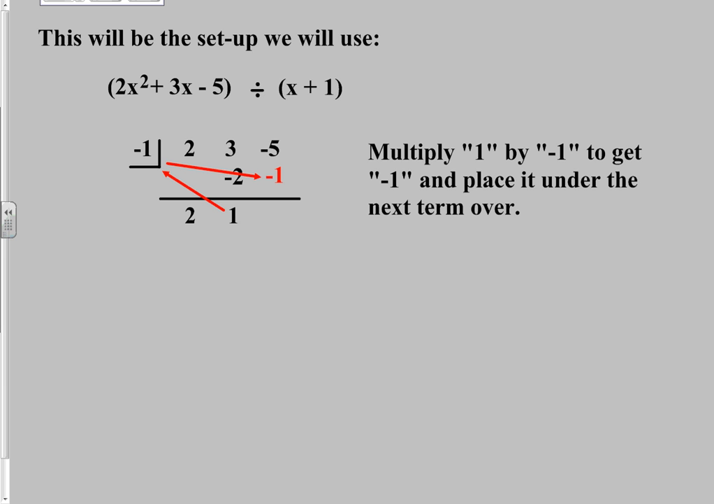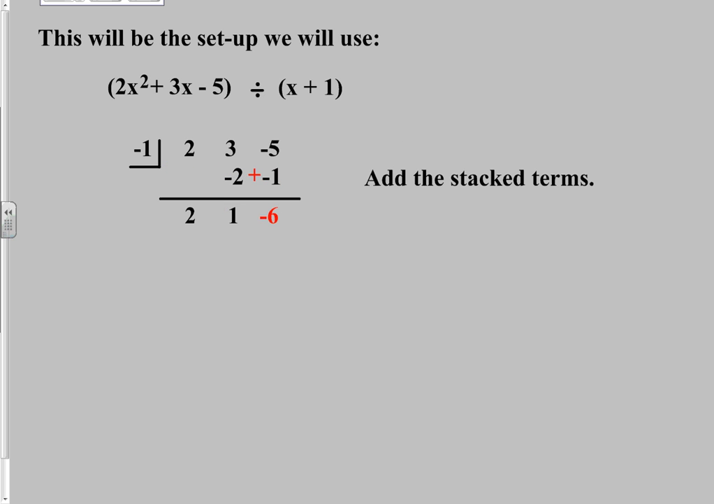Okay, so in this case, the +1 that was the result of us adding the 3 and the -2 is going to multiply times the -1 in the box. That's going to give us a -1 result. So we write the -1 underneath the -5. And just like we did a moment ago, whenever we get those numbers stacked in there like that, then we add them up and we get a result. Okay, so in this case, the -5 plus the -1 is -6.